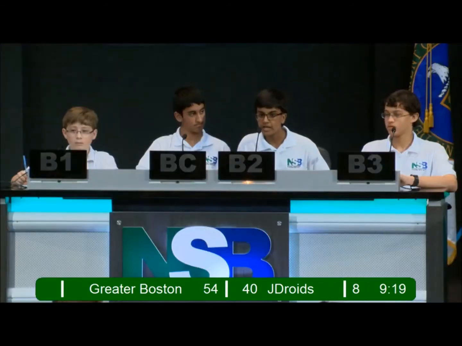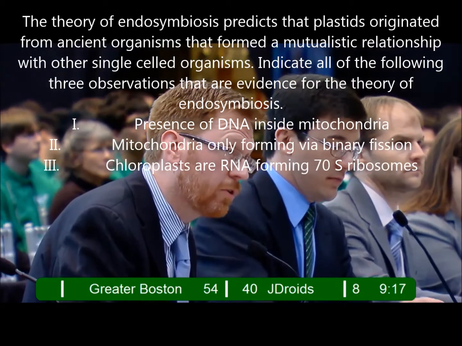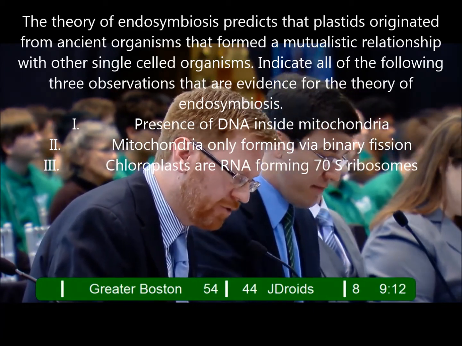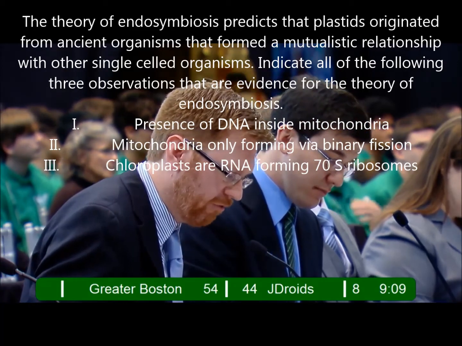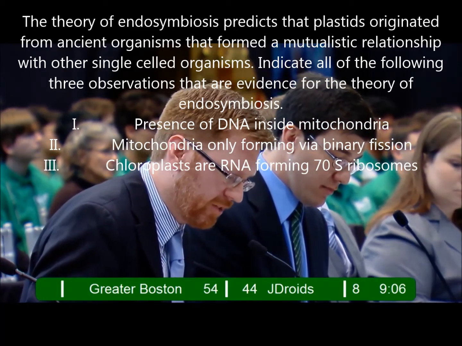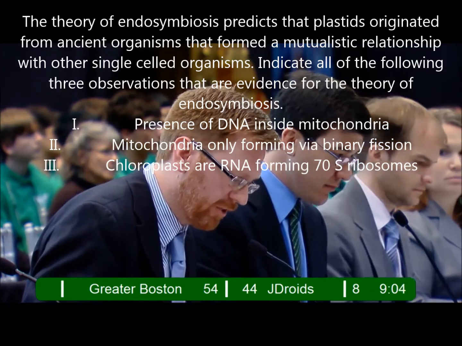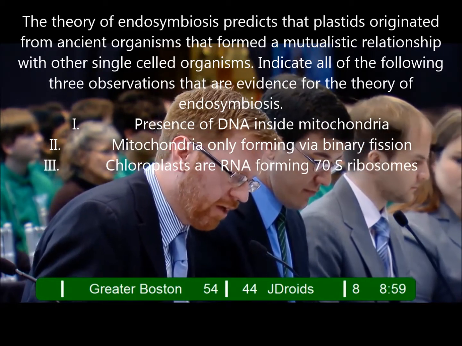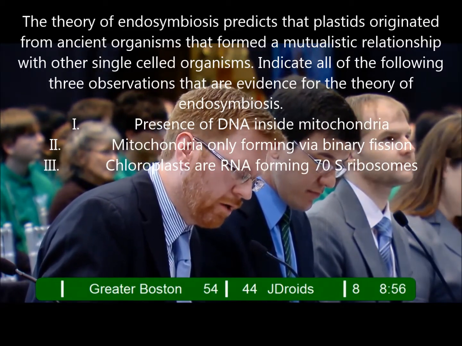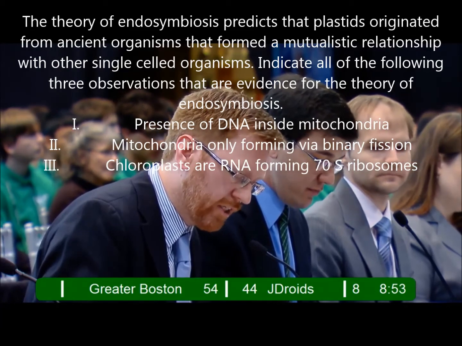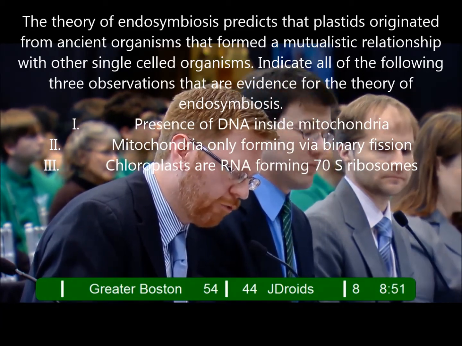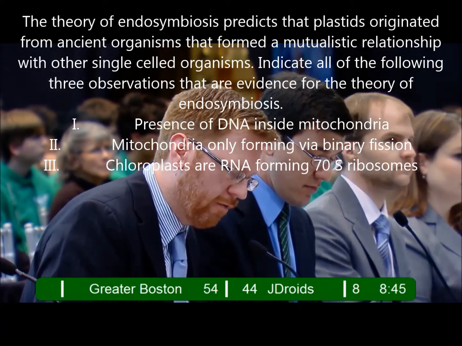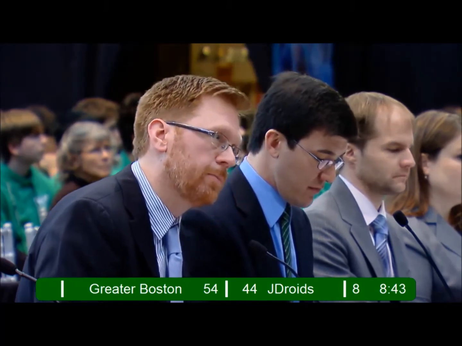B2. Methionine. That is correct. Bonus question, life science, short answer. The theory of endosymbiosis predicts that plastids originated from ancient organisms that formed a mutualistic relationship with other single-celled organisms. Indicate all of the following 3 observations that are evidence for the theory of endosymbiosis. 1. Presence of DNA inside of mitochondria. 2. Mitochondria only forming via binary fission. 3. Chloroplast rRNA forming 70S ribosomes.